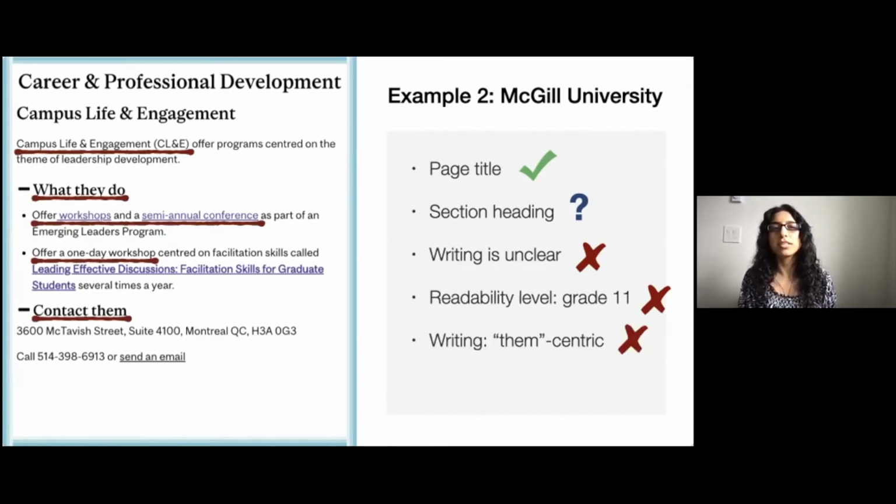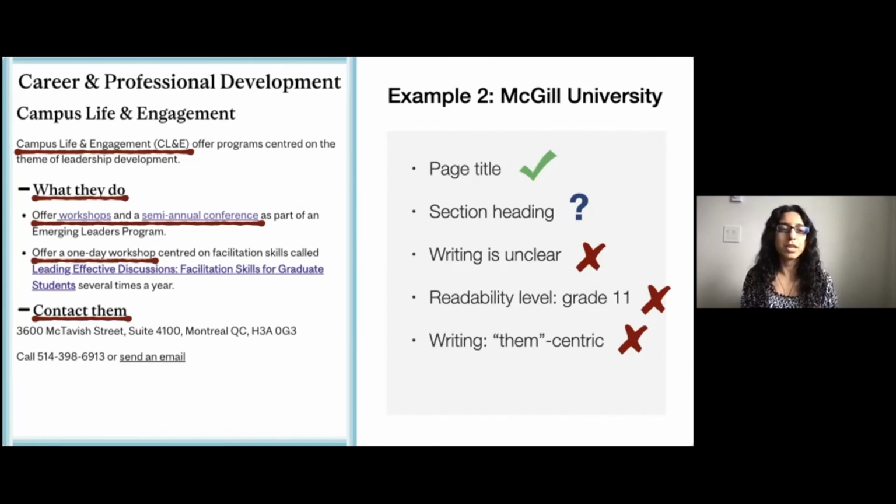And the other thing I wanted to say is I've underlined these phrases here. I consider these phrases to be really organization-centric. So phrases like campus life and engagement, offer, and what they do. These phrases put the university or the department at the center of the content. They're saying, here's what we do, here's what we offer, here's what we're all about. And framing things in this way makes it hard for users to figure out exactly what they're going to get out of the offering, right? It's hard for them to know how they're going to benefit.